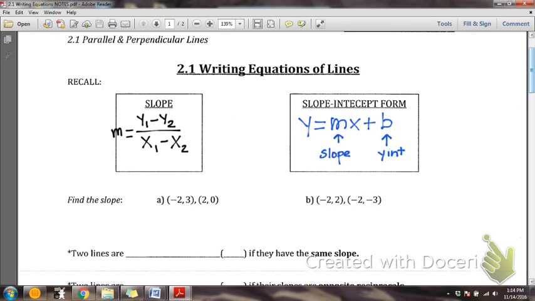Okay, so let's just do a quick recall. How do we find the slope? So let's find the slope of these 2 points using our formula. Remember, we can label them x1, y1, x2, y2. Your 1's and 2's should be low numbers, not high numbers. They are not exponents. You're going to want to be really careful with your signs as you're doing this. Y's always go on top.